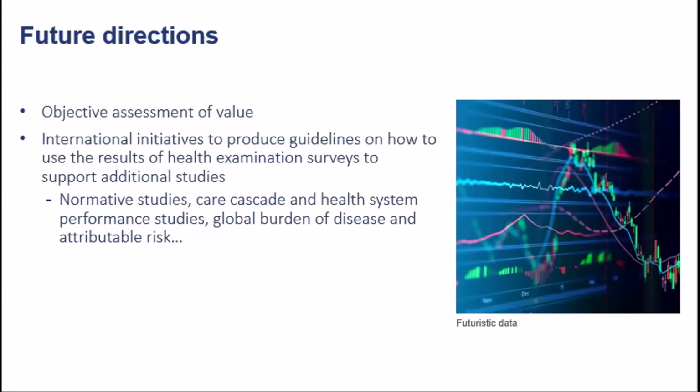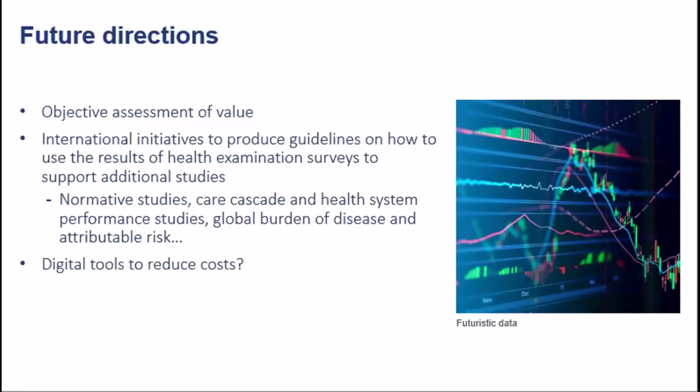So it would be quite nice to think about other guidelines that make it very easy for people to do some of the frequent study types that health examination surveys can do. So normative studies, where you look at what are population norms, the care cascade that we've talked about already, and health system performance, which is quite similar, and then also global burden of disease and attributable risk. So we could think about how those guidelines are produced and how they might be used around the world.